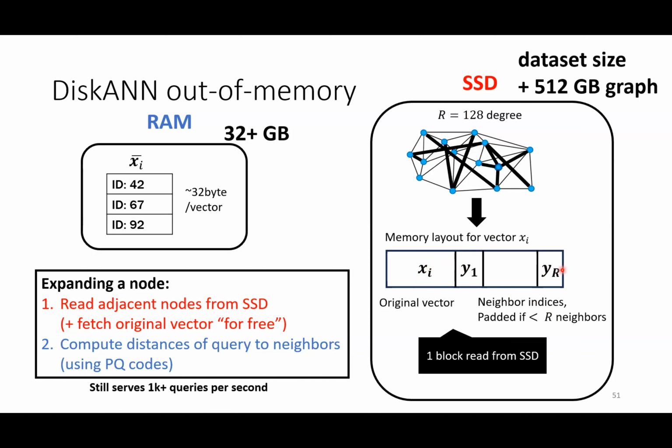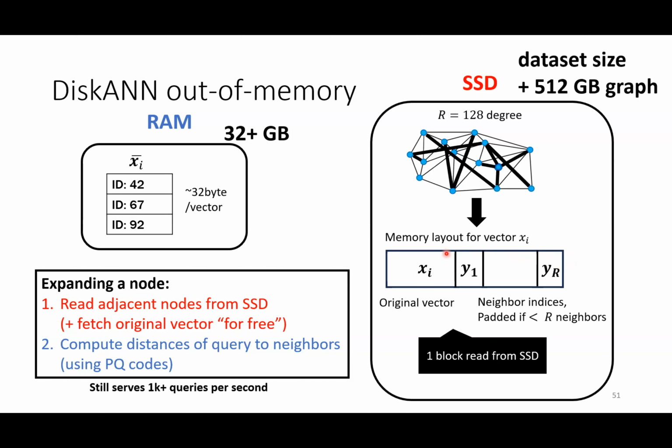And what they do is, you have this represented in a single node: it's the original vector and the R neighbors. And they set it so that you can read it with one read from the SSD. So you do it exactly at the size that your SSD supports. This is what you have on your SSD. In RAM, you have the compressed version.